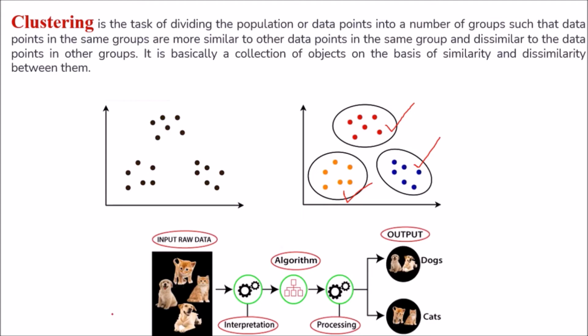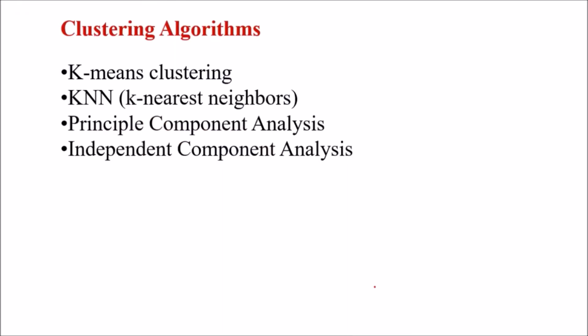Here also we can see an example. Suppose the input data is images of dogs and cats. Then the algorithm has to first find the features and group the similar patterns together. So it will group dogs together and cats in another cluster. The main clustering algorithms are k-means clustering, k-nearest neighbor, principal component analysis, independent component analysis, and many more are available. We'll discuss these algorithms in detail in the coming lectures.